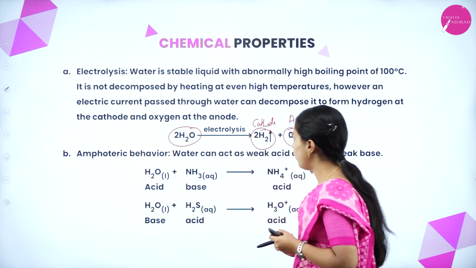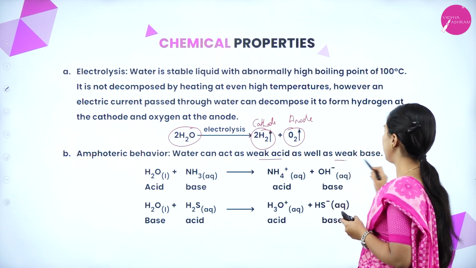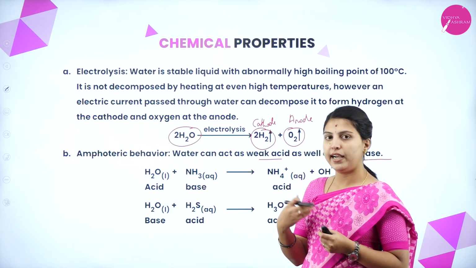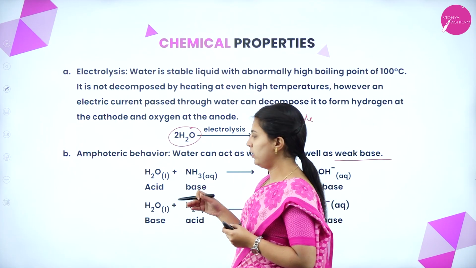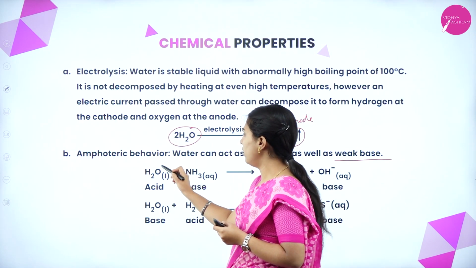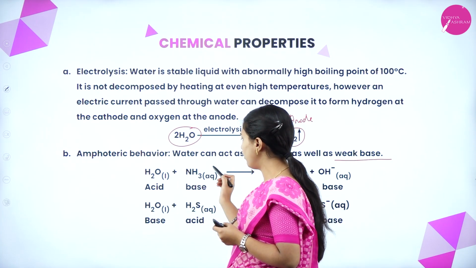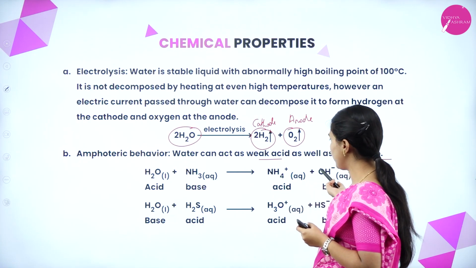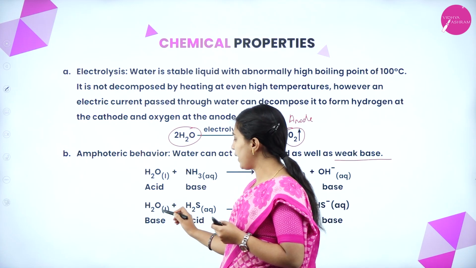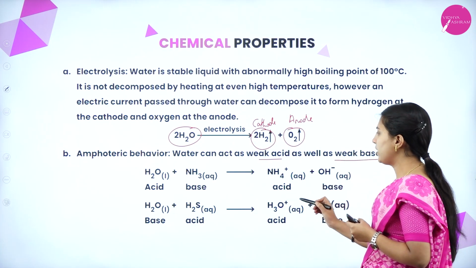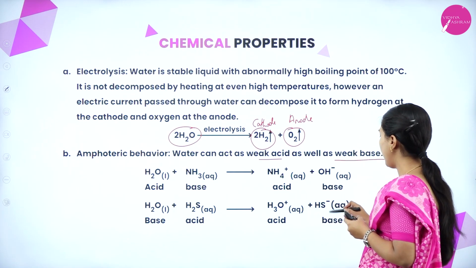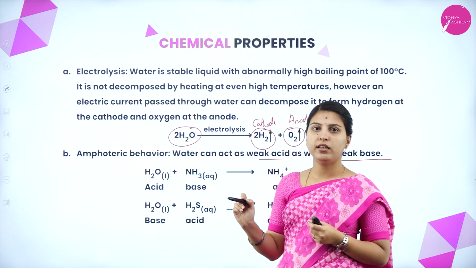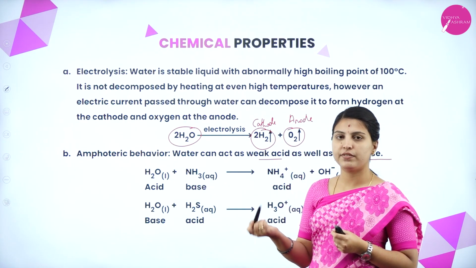Next, amphoteric behavior. Water can act as a weak acid as well as a weak base. Amphoteric means it can act as both acid and base. We know that water is a neutral solvent. Here the water is acting as an acid with ammonia, which is a base. What will happen? NH4 plus will act as an acid and OH minus as a base. Here, if water is acting as a base with the acid H2S, H3O plus is the acid, and HS minus is a base. So it shows that water is a neutral solvent which can act as an acid as well as a base.